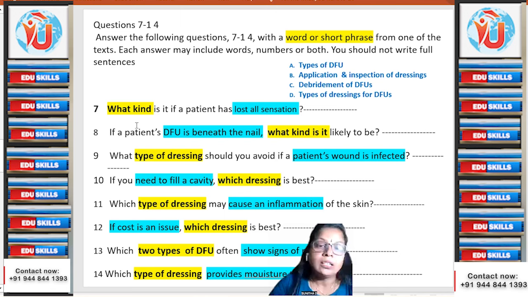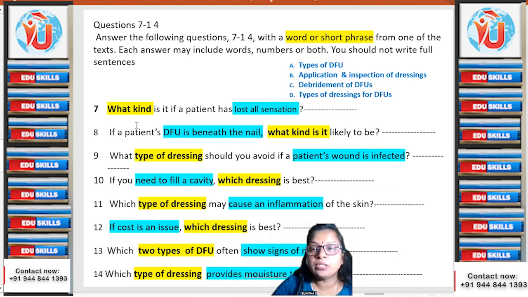Tenth question: if you need to fill a cavity, which dressing is best? Again, which dressing? D. And the key phrase is need to fill a cavity. So where do you have to search for the answer? D. Again, eleventh question: which type of dressing may cause an inflammation of the skin? That's also D. The type of dressing is also there.